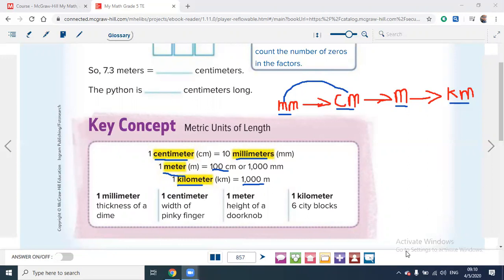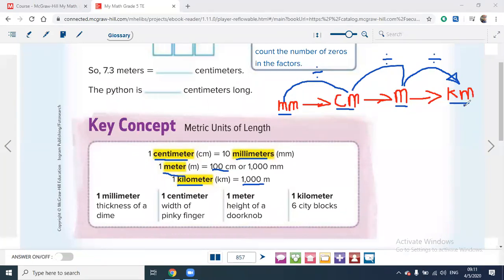Okay, so when you convert from small units to large units, you have to divide. Divide by what? The relation between each unit. But when you convert from large unit to small units, you have to multiply.